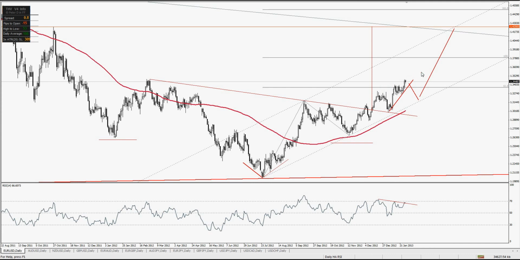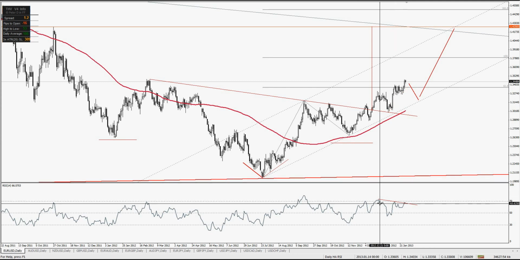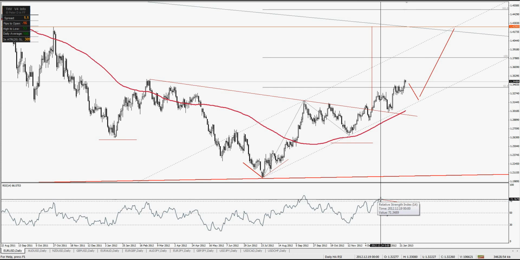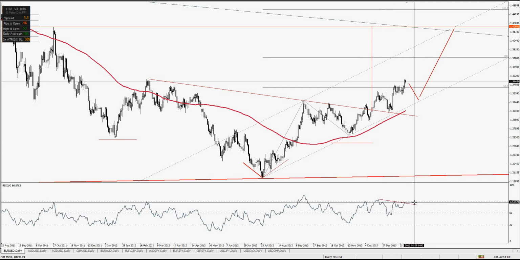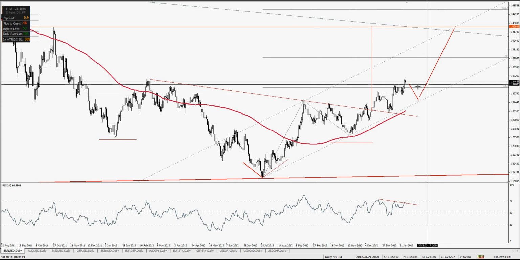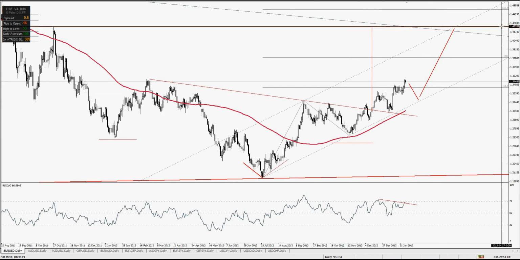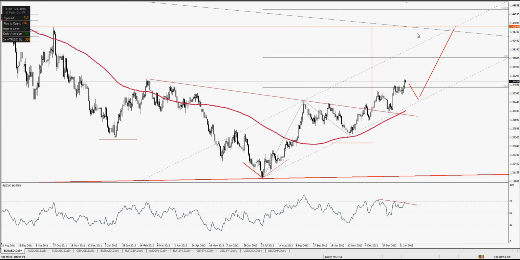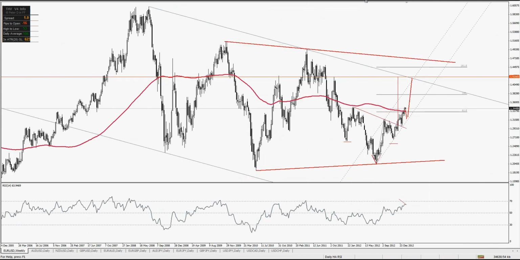I was just looking at a possible ending diagonal here or something for a C wave, but the reason being is because we're seeing a lot of divergence here on the RSI with each move higher. So head and shoulders target is 4250 area, which comes in pretty close with the trend line on the weekly here.